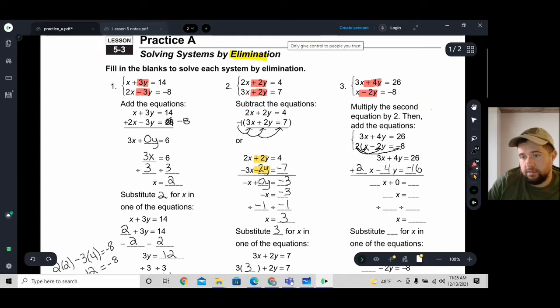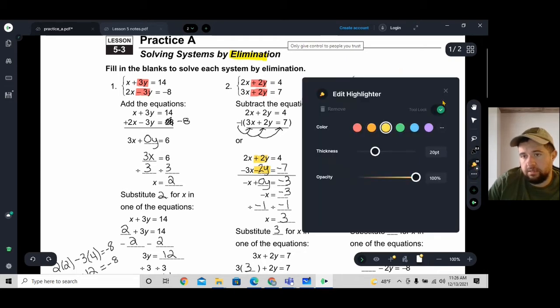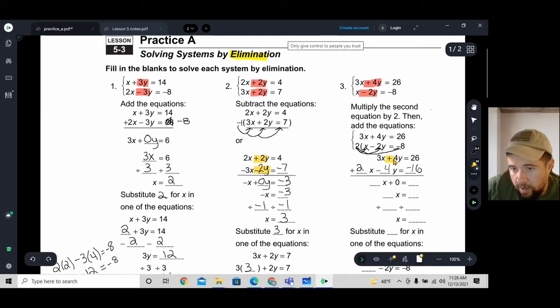And you should see here positive 4y and now negative 4y, which means that we can balance these two. So 3x plus 2x is 5x. Positive 4y minus 4y is 0. And 26 minus 16 is 10. So we're going to say that 5x equals 10. We're going to divide by 5 on both sides, and we're going to get that x equals 2.